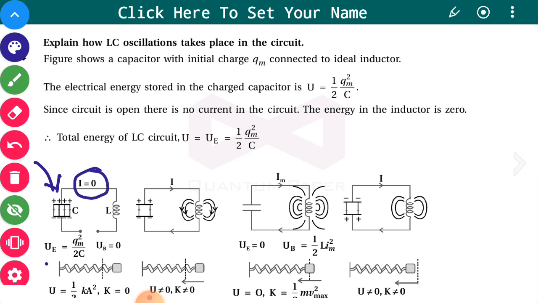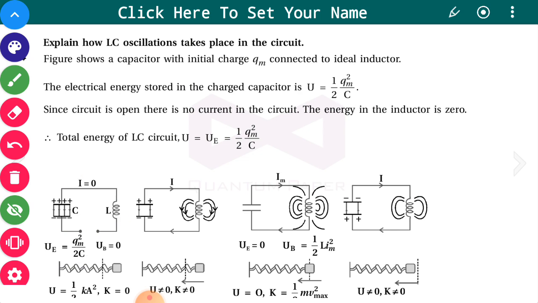Okay, so totally the energy was associated with the capacitor, and maximum charge was inside the capacitor, and maximum charge is given by Qm. So the electrical energy stored in the charged capacitor is given by 1/2 Qm square upon C, or Qm square upon 2C, whichever way you want to express it. And the energy associated with the inductor is 0, no current was there.